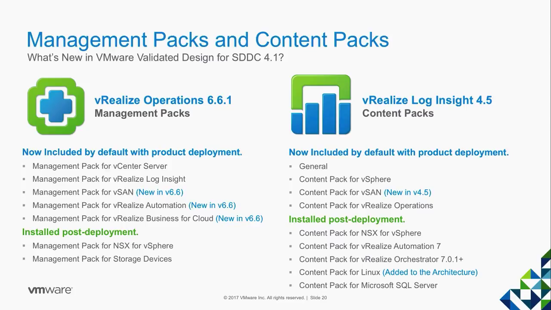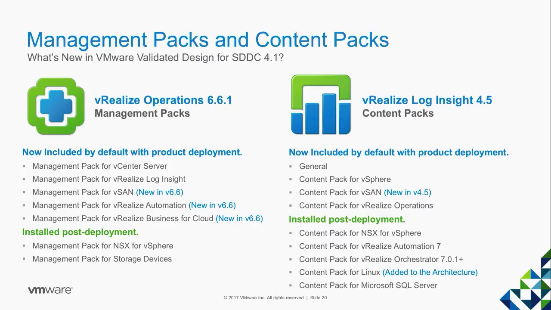So now in version 6.6 and later, you can see that some of the management packs are actually deployed with the product. Right? They're embedded into the product. So one thing to call out, like the management pack for vSAN, the management pack for vRealize Automation, and the management pack for vRealize Business for Cloud are no longer separate post-deployment items. They're built into the product deployment for vRealize Operations 6.6.1. So you see management pack for vSAN, vRealize Automation, as well as vRealize Business for Cloud are built in.